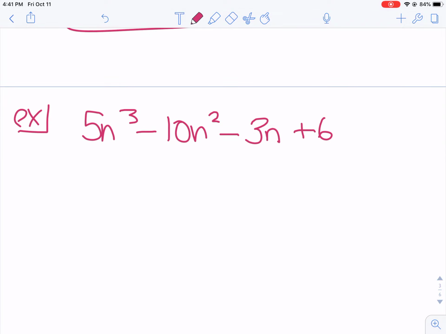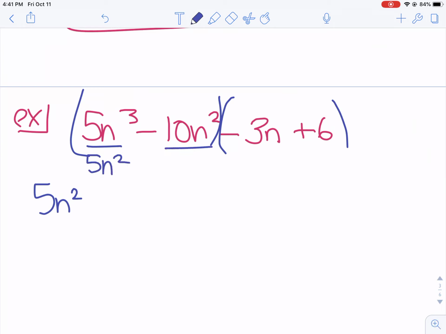We have another example here, and it says 5n cubed minus 10n squared minus 3n plus 6. We're going to group the first two, group the last two. So I have 5n cubed minus 10n squared. I'm going to find the GCF of those two. 5 and 10 have a GCF of 5. And then I pull an n squared out because that's the smaller one. So then I divide by 5n squared. 5 divided by 5 is 1. 3 minus 2 is 1n. 10 divided by 5 is 2. Oops, I didn't mean to cross those out. But the n squareds do cancel.